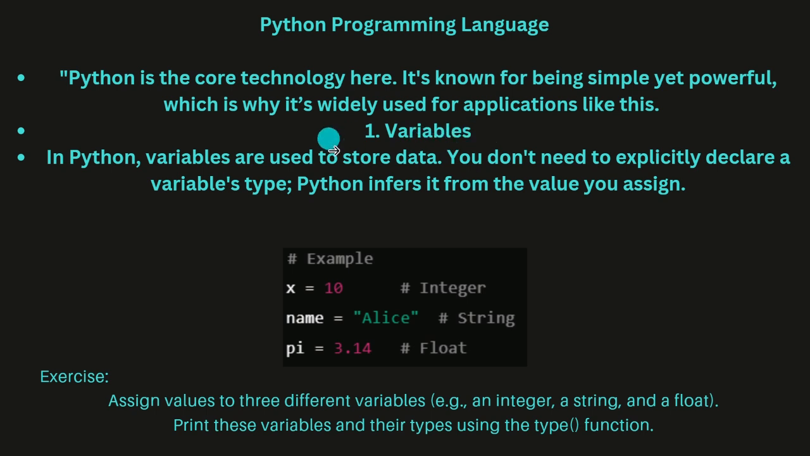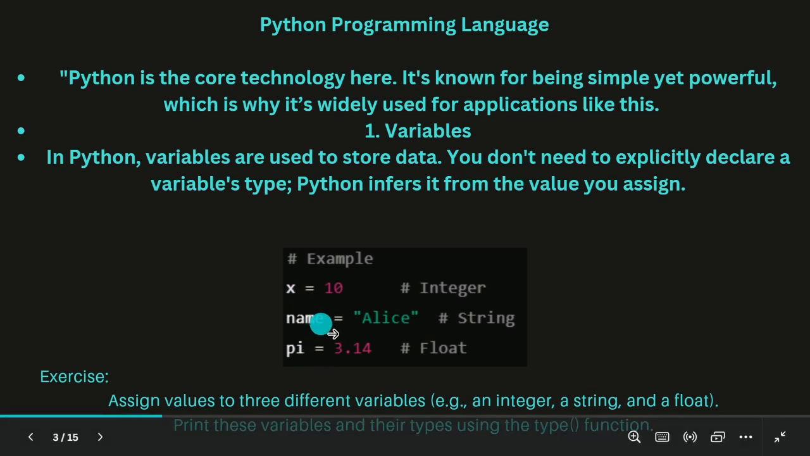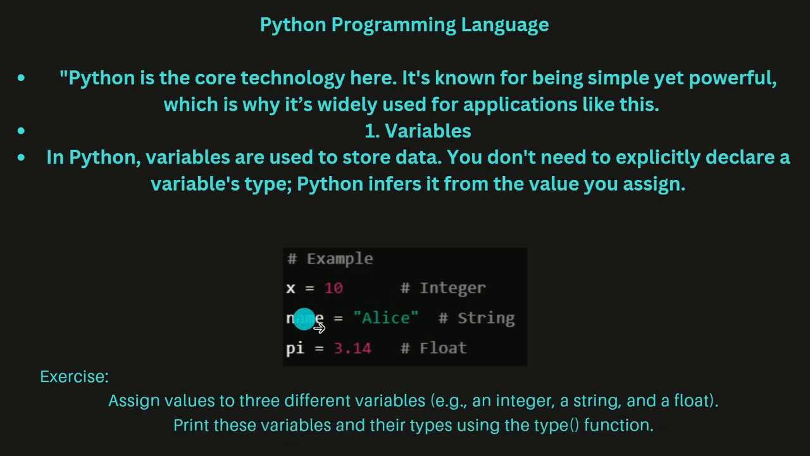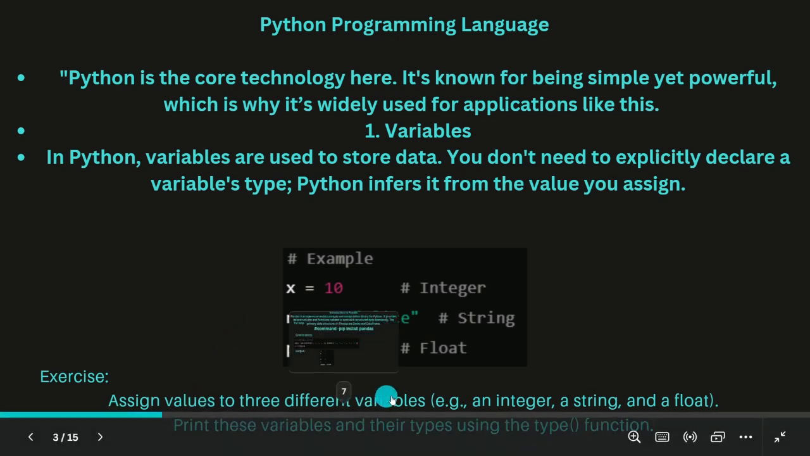So variables in Python: basically, variables are used to store data. You don't need to explicitly declare the variable type. For example, x is an integer, name is a string, and pi is a float. You only assign the values and they are automatically typed. And the exercise for you: assign values to three different variables, an integer, a string and a float, and print the variables. So do it on your end.